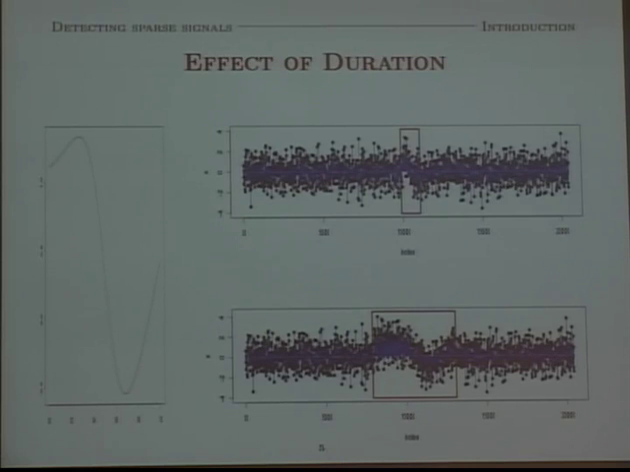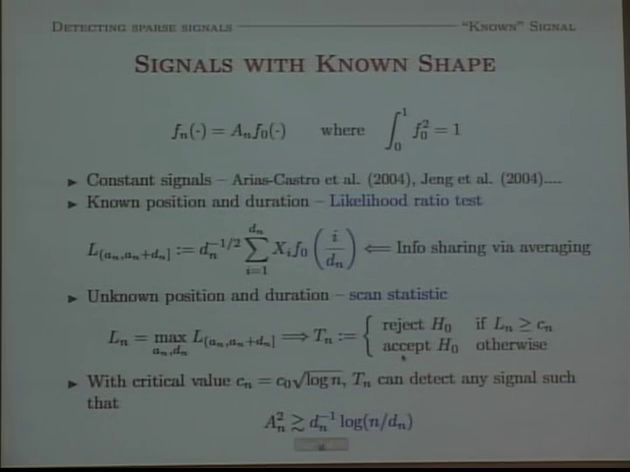And the third one is perhaps more realistic. Suppose we have a little bit of quantitative information about the signal. How much better can we do? So let's start with the simplest one, the situation where we know exactly the shape of the signal. Basically, this signal f_n here is just a constant multiplied by a known template, f_0 here.